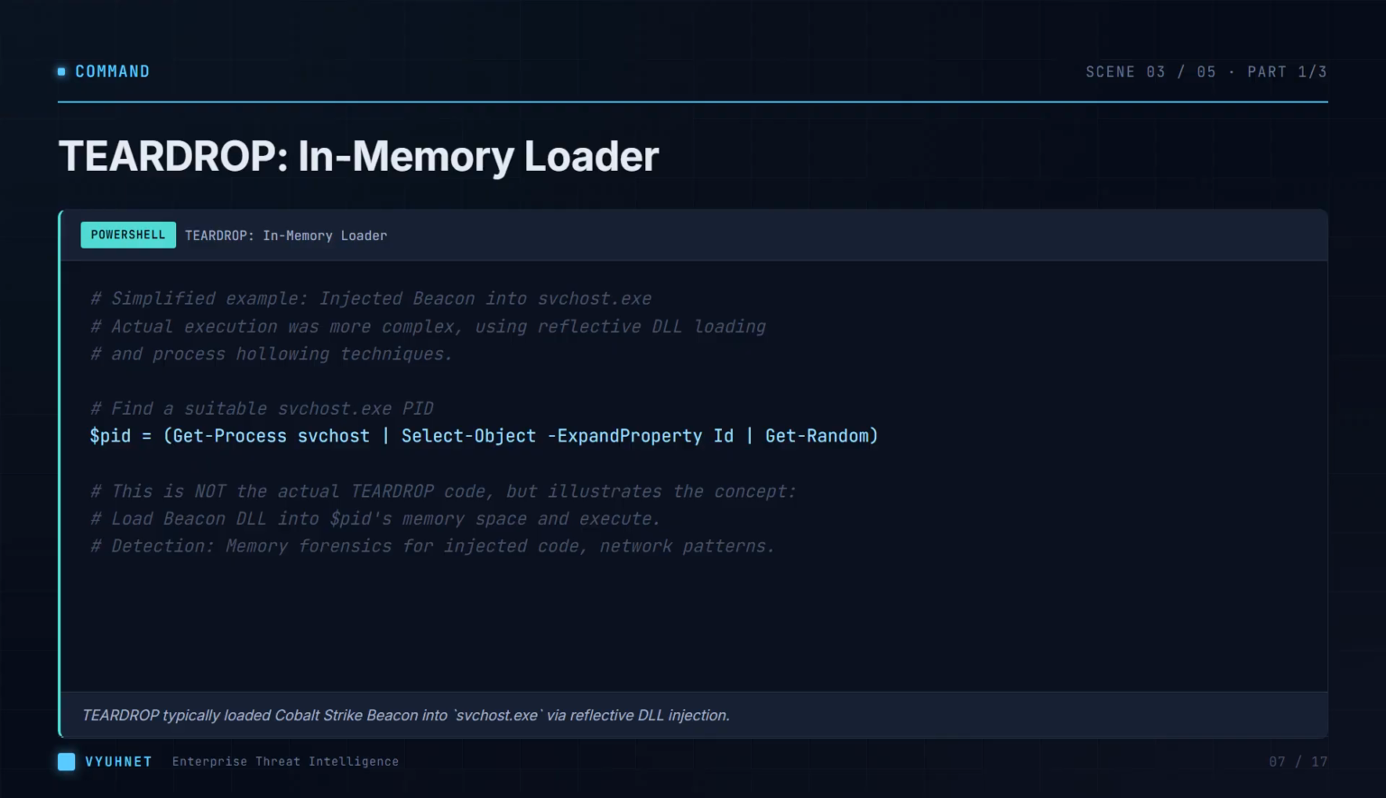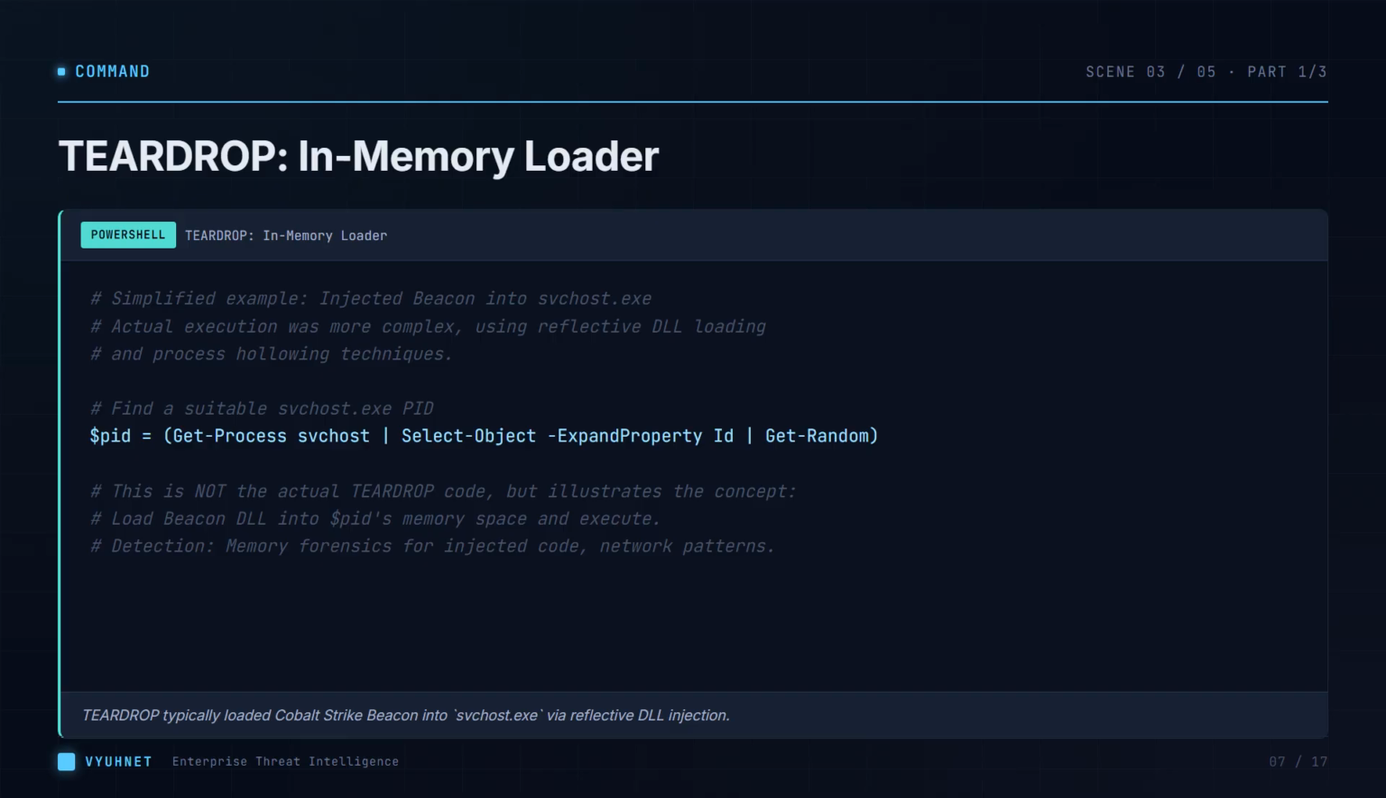Once the Sunburst C2 delivered the second-stage payload, typically Teardrop or Raindrop, it was loaded directly into memory. This is a common technique to avoid leaving artifacts on disk. Teardrop was a custom Cobalt Strike loader. It would inject itself into a legitimate process, often svchost.exe, and then load the main Cobalt Strike beacon payload. This made attribution and forensic analysis harder, as the malicious code resided only in volatile memory. Detection often relied on identifying the beacon's network traffic patterns or memory-based anomalies, rather than file hashes. This command is a simplified representation of a memory injection targeting a process ID.